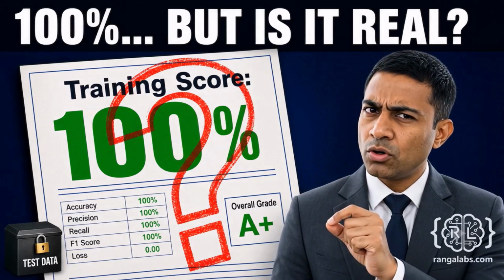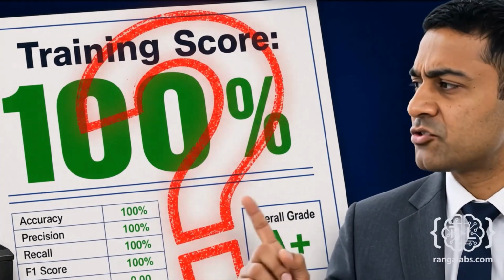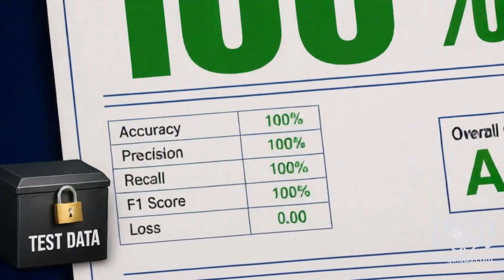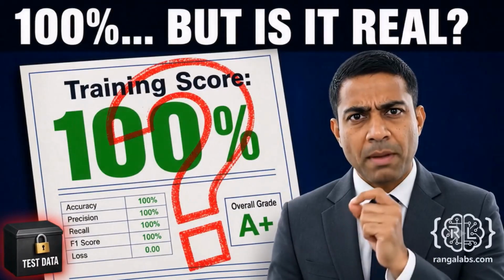A perfect training score? That's usually your first red flag. You must check the locked test data. Or is your model just memorizing?